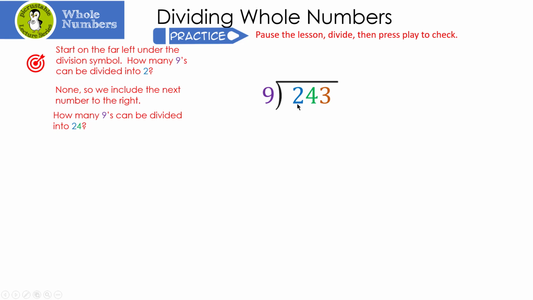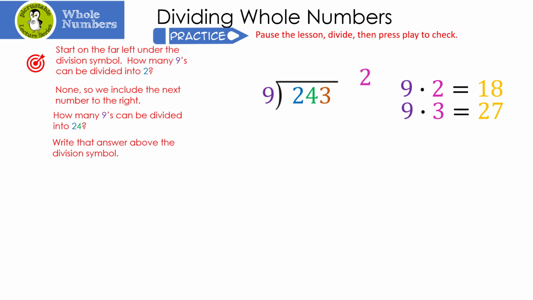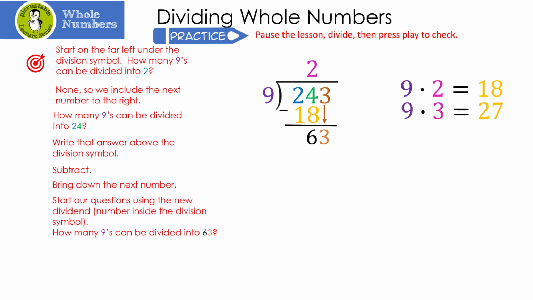Well, let's start multiplying to see. 9 times 2 is 18. 9 times 3 is 27. Well, 27 is a little too big. So what we're going to do next is write our answer above our division symbol. And then we're going to subtract. 24 minus 18 is 6. We bring down our next number, and we start all over again.